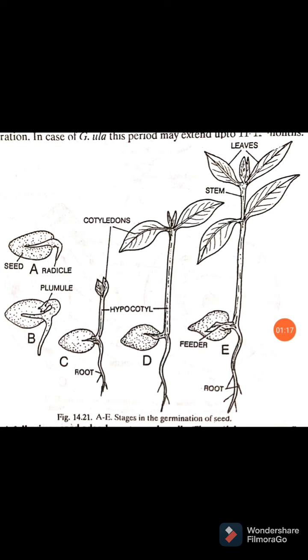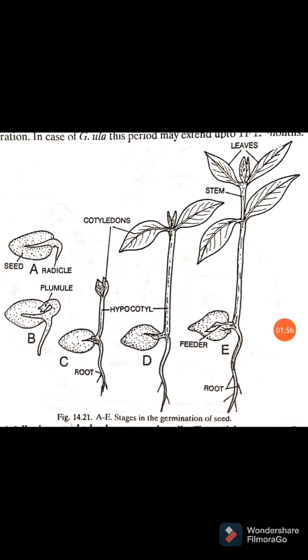Now a fully ripened seed absorbs water and it will swell. The radicle will come out first and it will penetrate into the soil, as you can see in figure A. Then the hypocotyl will elongate, pushing the two cotyledons into the air. You can see in figures B and C. And the plumule will grow out and form the shoot system. The cotyledons become green and photosynthetic, which leads to the formation of the leaf.